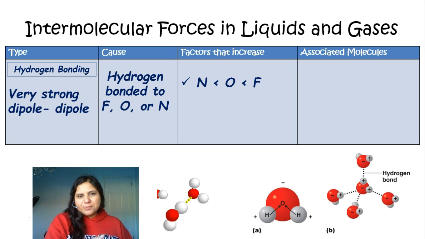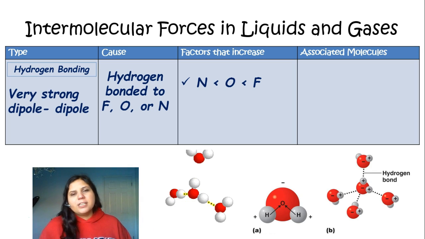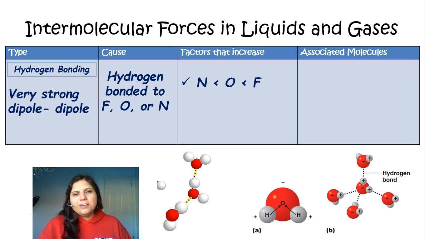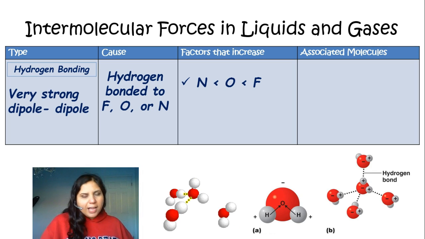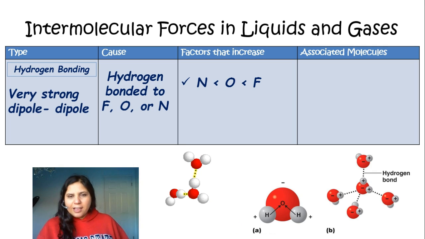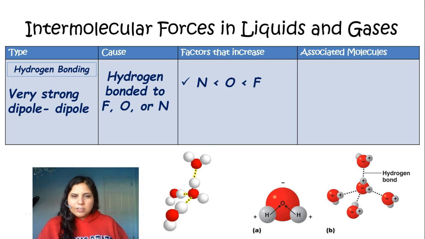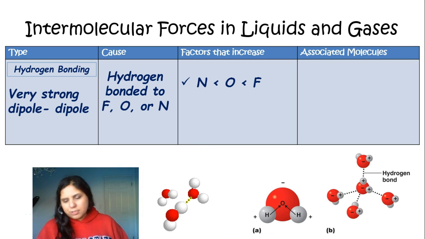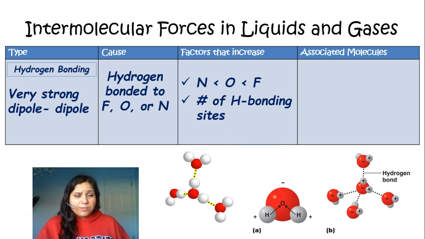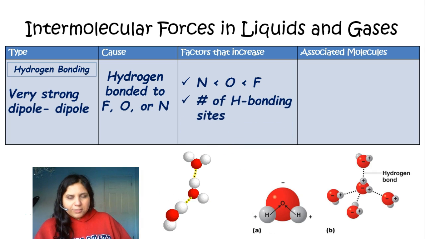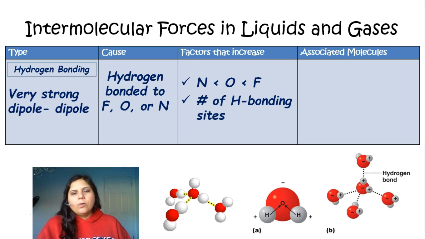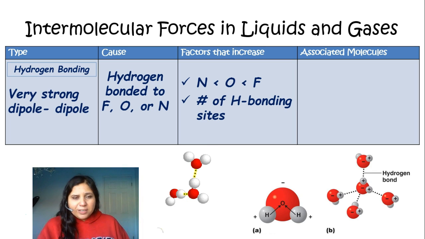All right. The factors that increase it. Well, in terms of electronegativity, fluorine is the most electronegative. So therefore, fluorine with hydrogen would have a stronger intermolecular force than oxygen to hydrogen or nitrogen to hydrogen. So that's if you're comparing different molecules. Or the number of hydrogen bonding sites.